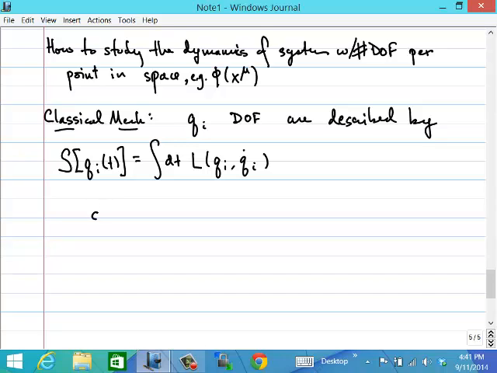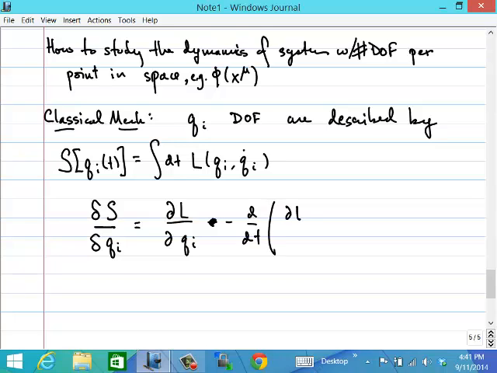In particular, you imagine computing the variation of this action as you vary the path through configuration space a little bit. And this is given by the variational derivative, delta S over delta q_i. That's just the partial derivative of the Lagrangian with respect to q_i minus the total time derivative of the derivative of the Lagrangian with respect to q_i dot. So setting that equal to 0 gives you the Euler-Lagrange equation that finds the path through configuration space that minimizes this action.